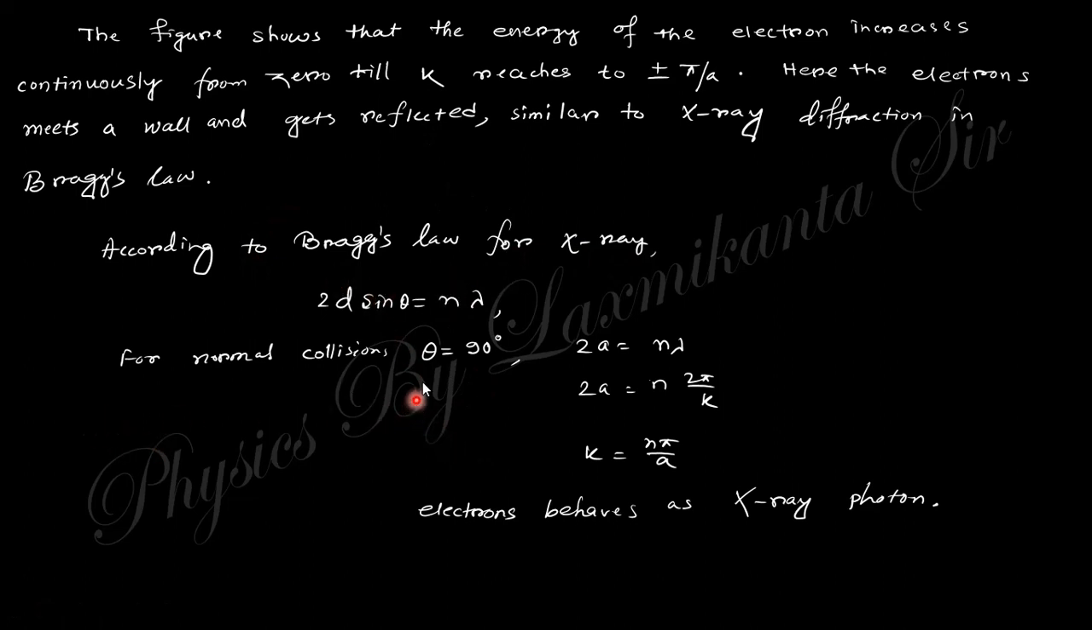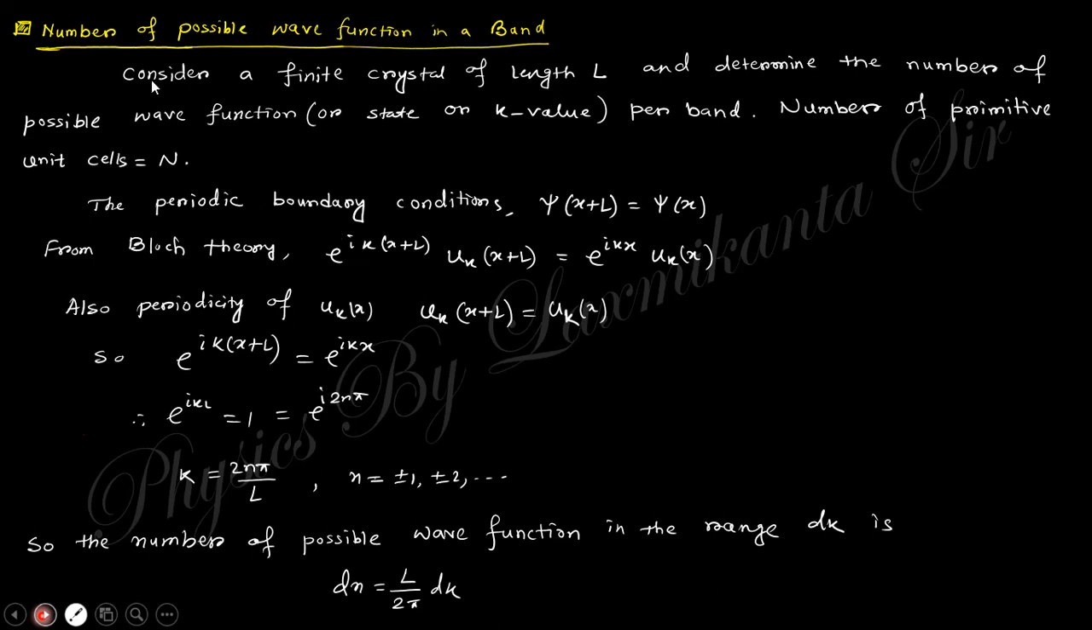And for normal collision, when the incident is normal, theta is 90 degrees, so you will obtain this relation. Okay, so you can say that the electron behaves like an X-ray photon. Now you want to find out the number of possible wave numbers in a band.